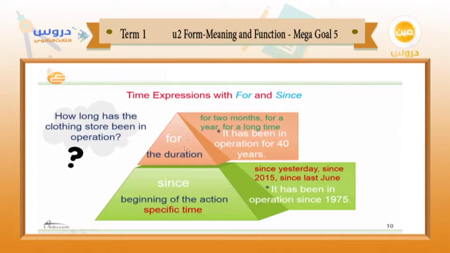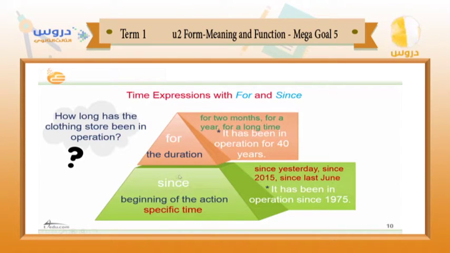First of all, for is used for the duration. The duration means how long this action has happened. For example, for 2 months, for a year, for a long time. For plus 2 months, but we don't know when. For a year, a complete year, but we don't know which year. So here's a duration. For example, it has been in operation for 40 years. As you see here, it's a number, 40 years duration. For example, I can say, I have taught English for 12 years, but you don't know when, in which year. You don't know the exact time.